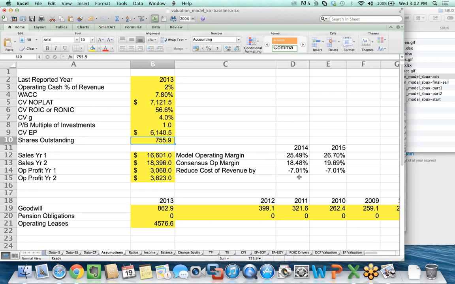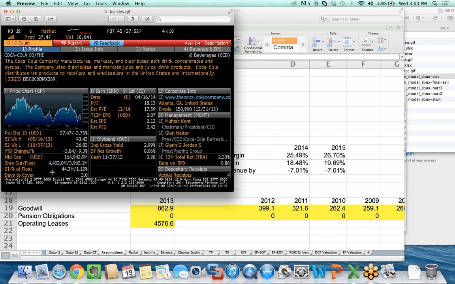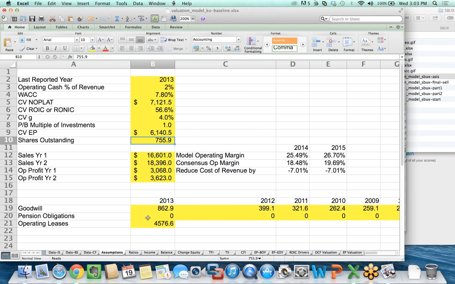Next one is shares outstanding, 755.9. So that's what we need the DES screen for. Let's go back to DES. And I need to put in the shares outstanding for Coke, which is obviously a lot higher than what they were for Starbucks. 4,402,000,000. So 4402 million shares of stock.